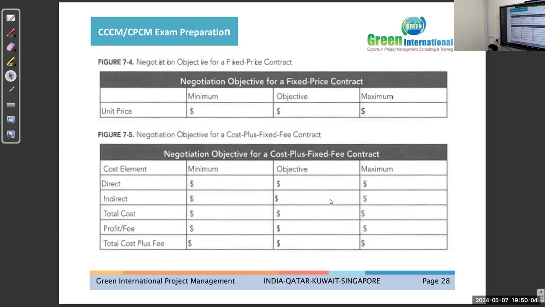So these are the negotiation objectives for a fixed price contract, and then negotiation objectives for a cost plus fixed fee contract. You can see on your screen. If you have any kind of question, you may please ask freely.